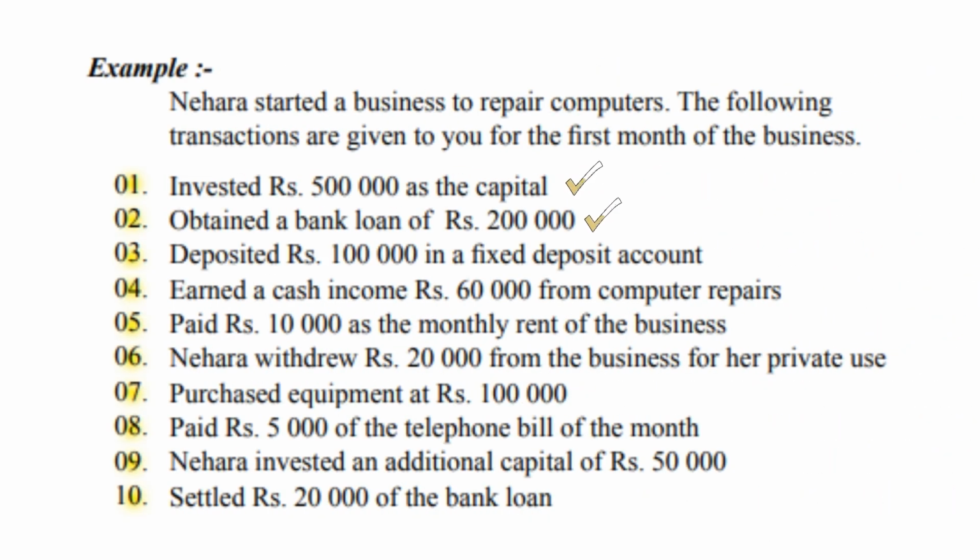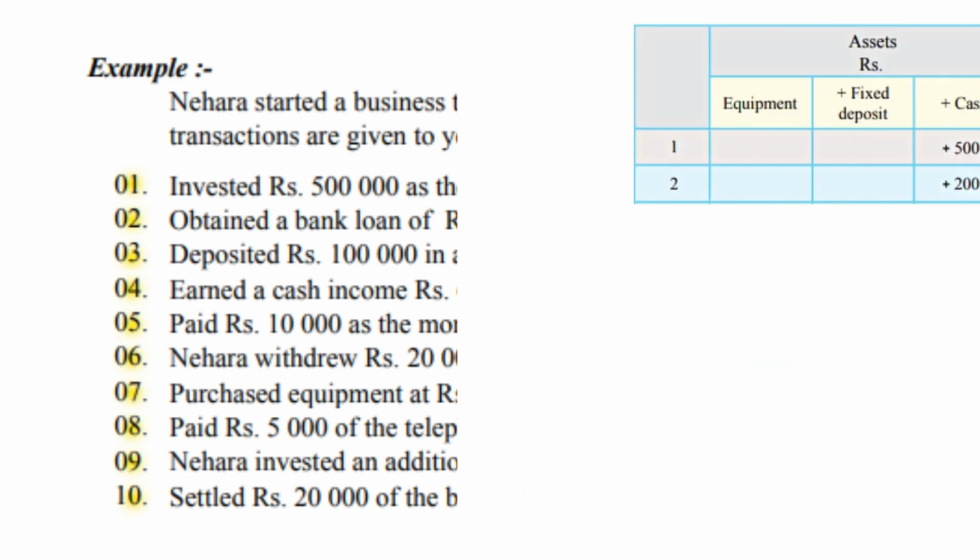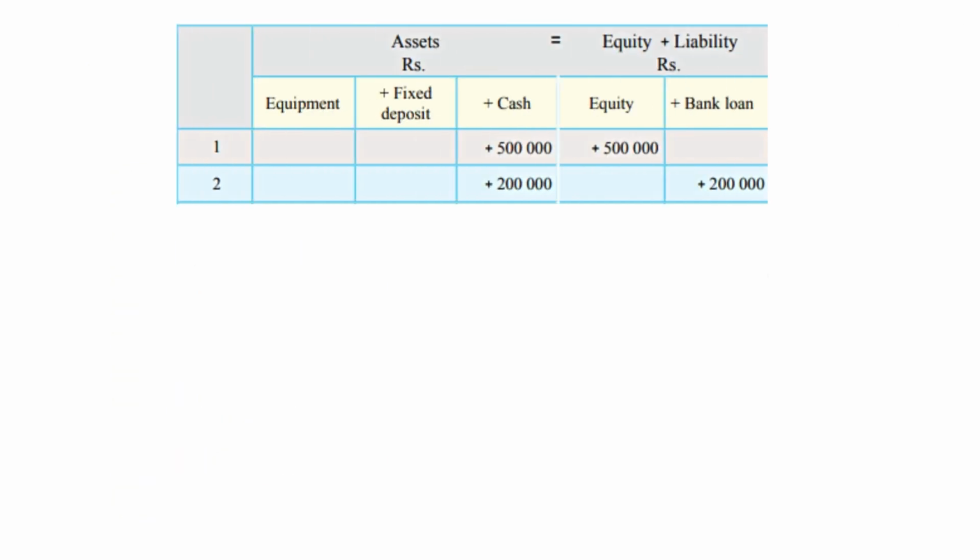Then the second transaction is obtained a bank loan of rupees 200,000. So now we have to add 200,000 under the bank loan column, and since we are receiving that 200,000 as cash, we have to add 200,000 under the cash column.